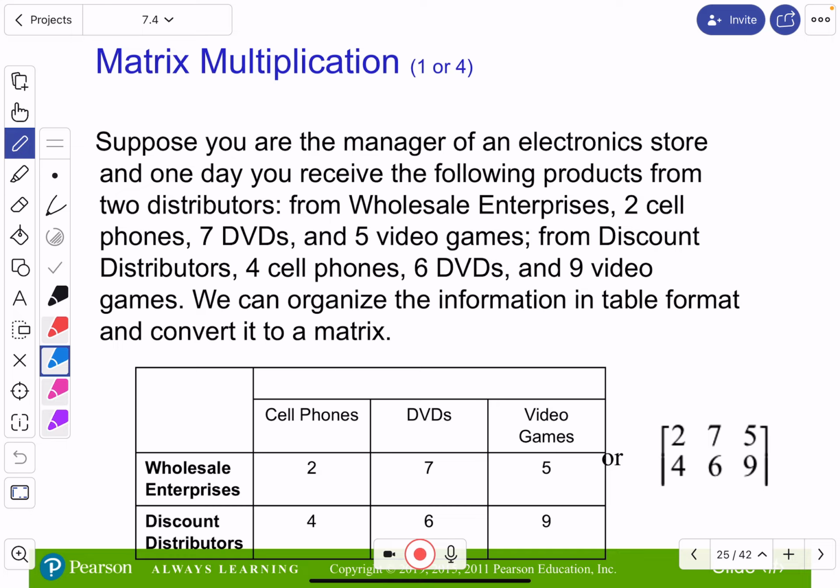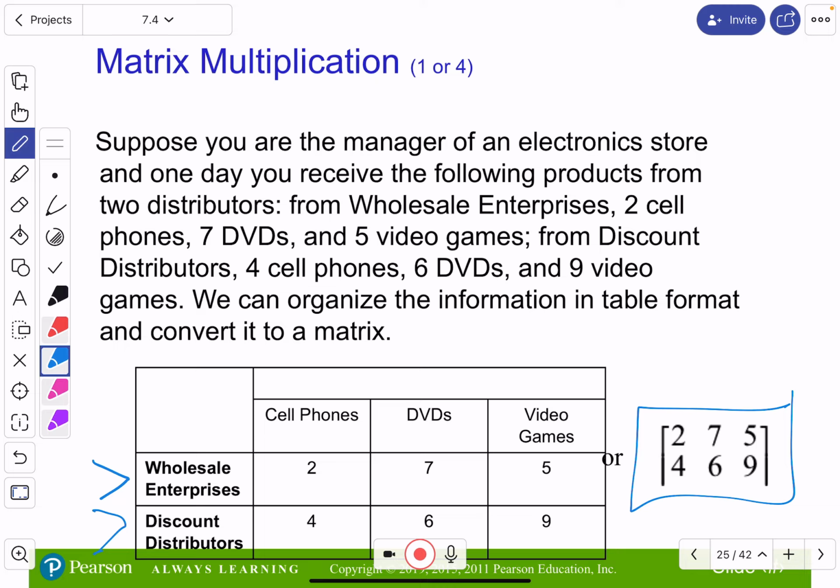Matrix multiplication. So sometimes when you're seeing word problems, you can take that table and make it into a matrix. So here we're talking about an electronics store, and your wholesale prices cost $2 for a cell phone. No, you get 2 cell phones, 7 DVDs, and 5 video games. And then from the other place, you can get 4 cell phones, 6 DVDs, 9 video games. So you can just put those in a matrix.